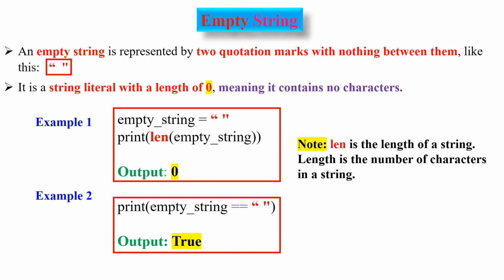In example 2, the equal to comparison operator is used to check if the empty_string variable is equal to another empty string. Since both strings are empty and have a length of 0, the comparison evaluates to true. This is because both strings contain no characters, so they are considered equivalent. So the output will be True.